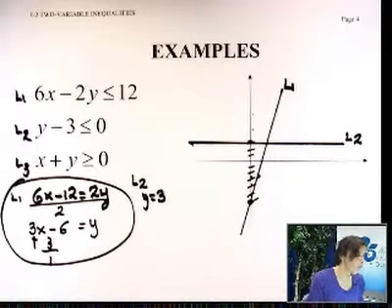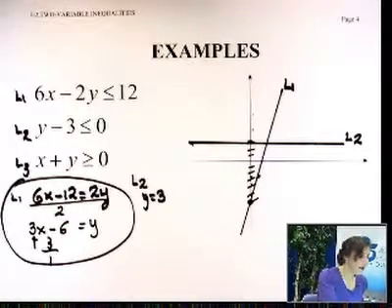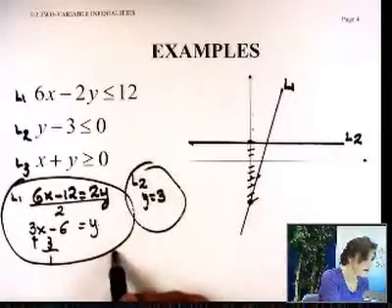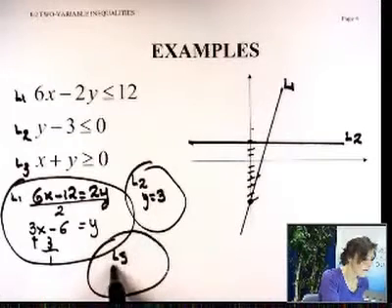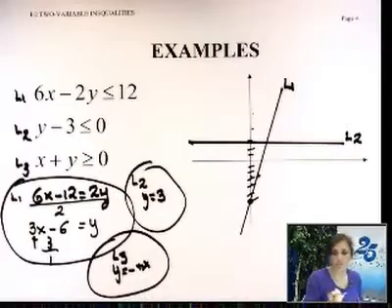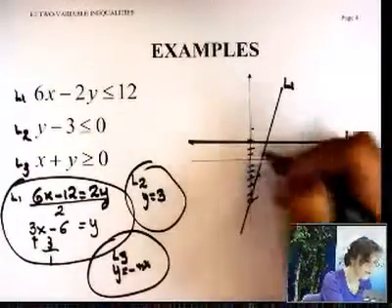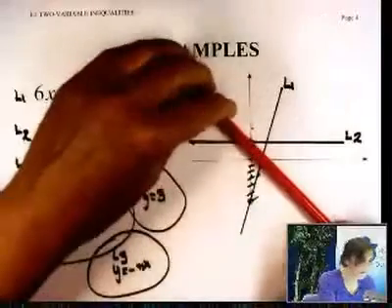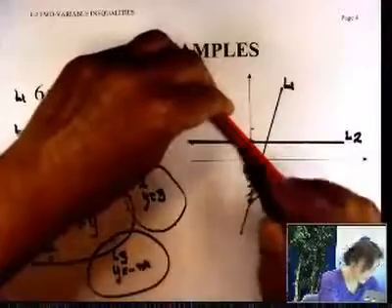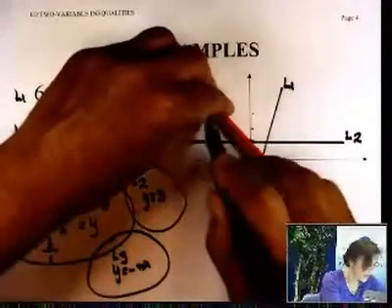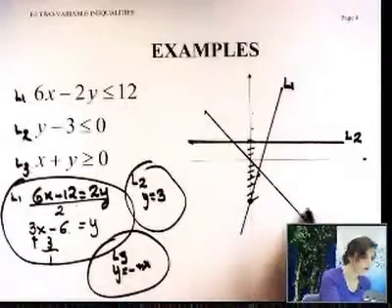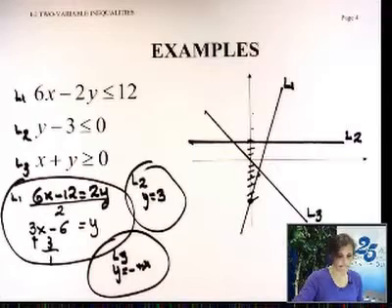And then I'm going to do L3, y equals negative x. y equals negative x is going to go down at 45 degrees. And since it has equal, I have to put a solid line. All right, here you go. This is my L3.